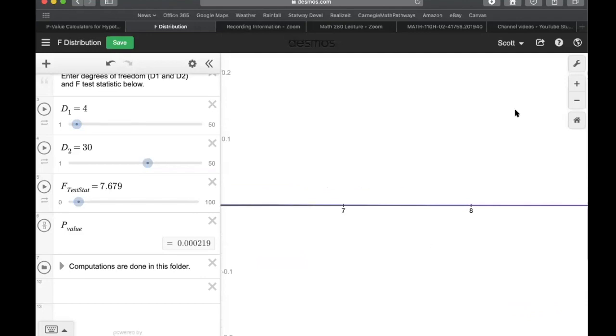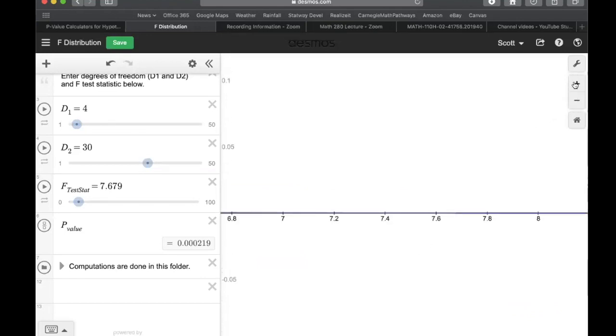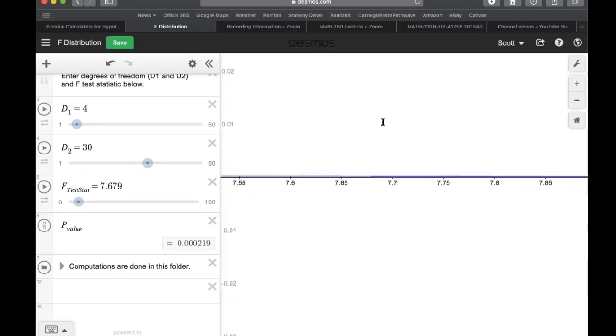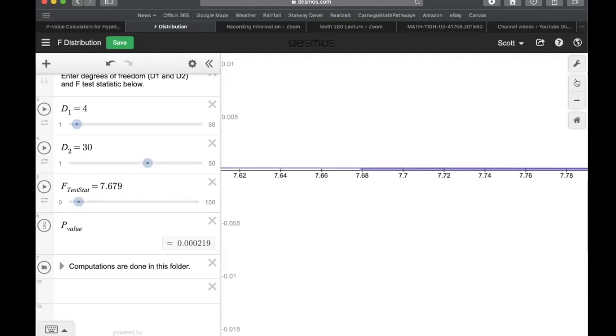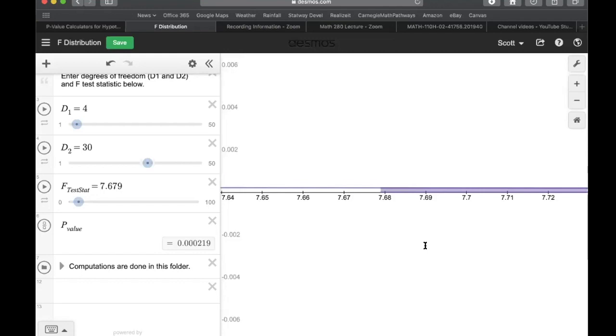I don't see anything except for, I think, getting closer and closer and closer. There it is. There you go. 7.679. You can see the shaded tail there, whose area is practically 0. So the p-value is 0.00. Let's just say 0.00022.